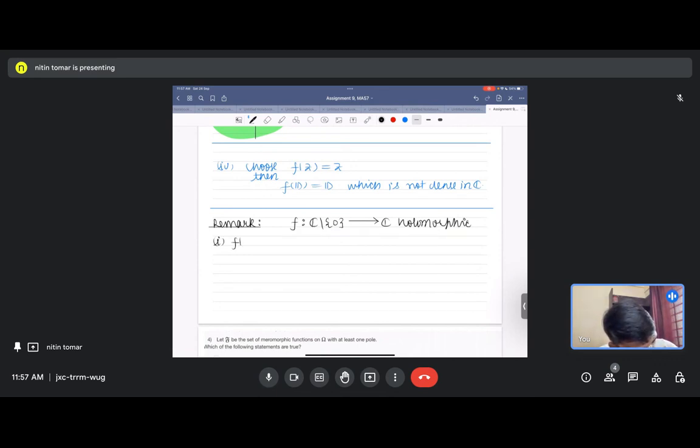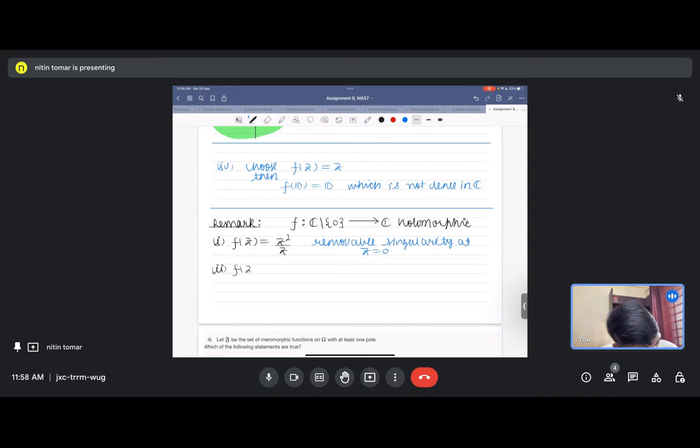Okay, you consider f(z) equal to z square by z. Then it has a removable singularity at 0, right? Removable. But what about 1 upon f, sir? No, let me just give me some time. Okay, removable singularity at z equal to 0. Yes.